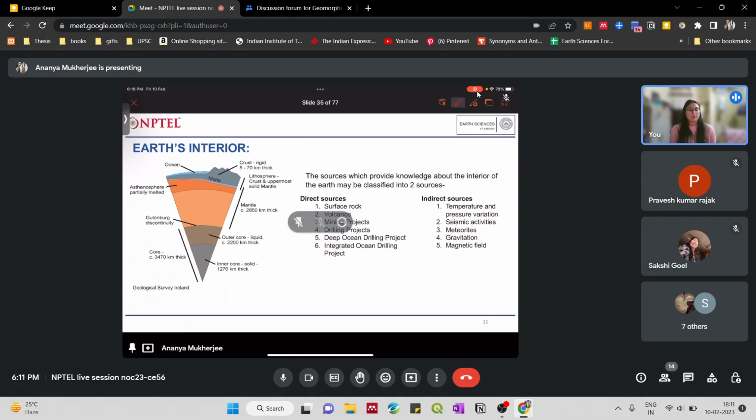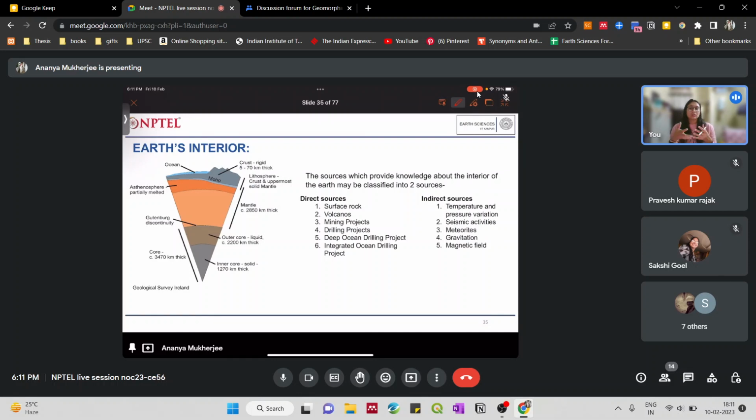Now we learnt that the Earth is made up of different layers. Right now our technology is not that developed that we can drill all the way to the center of the Earth and understand the layered structure. So how did we come to know of this layered structure in the Earth's interior?